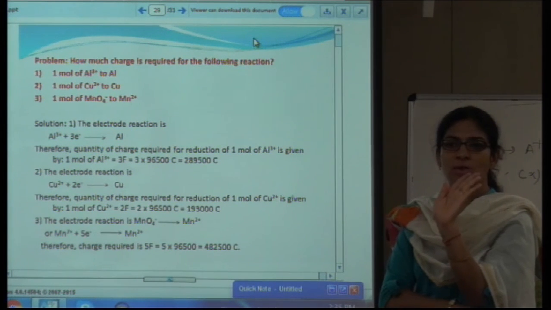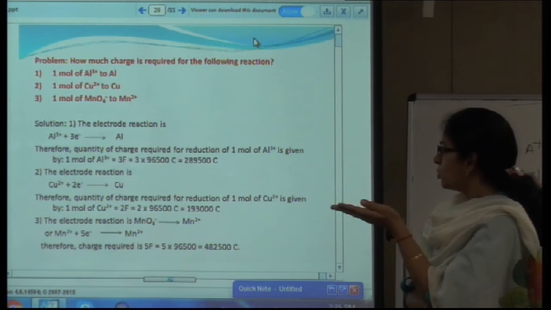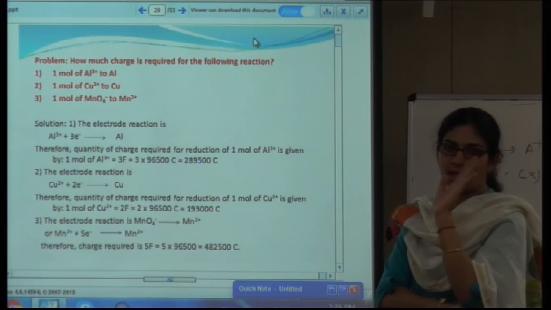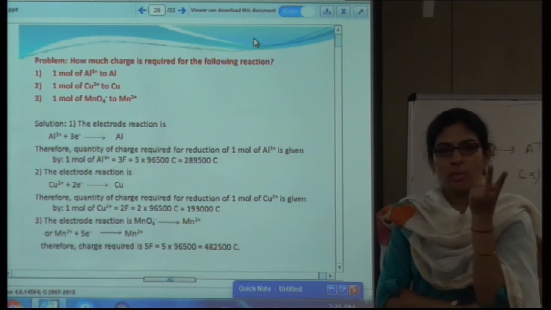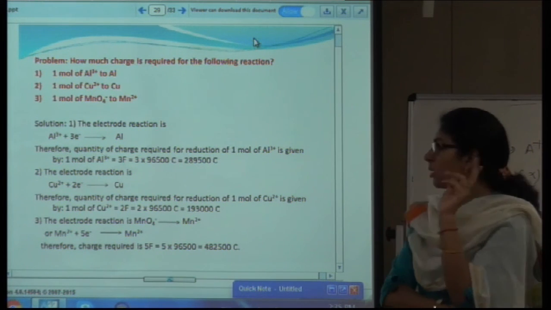How much charge do you require? 3 Faradays. So Faraday constant, you know the value, 96500. So you can calculate the charge. Now for copper, you require 2 electrons, so 2 Faradays is required.